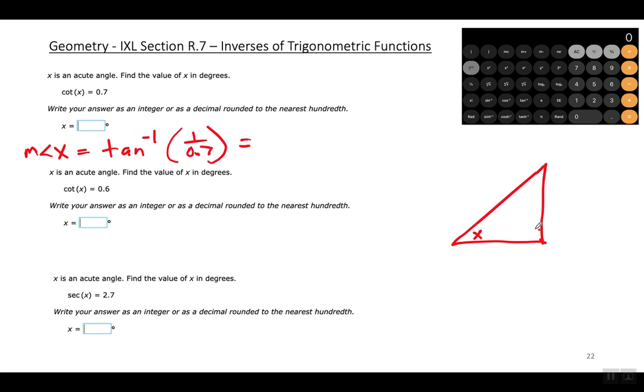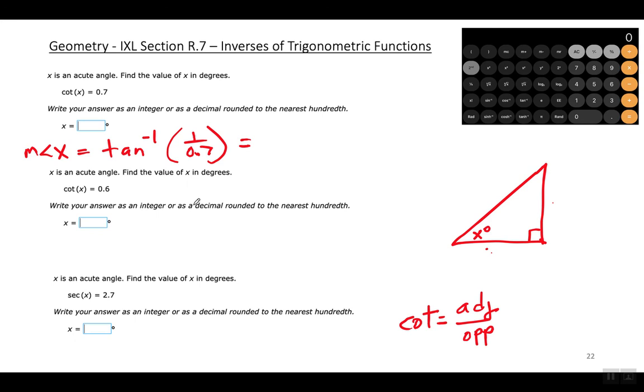This is saying that you have a right triangle, and you're trying to figure out how many degrees this angle is, which is x. Now, cotangent is the reciprocal of tangent. Tangent is opposite over adjacent, and cotangent is adjacent divided by opposite. So this is saying that the cotangent of angle x is 0.7. When you divide the adjacent side by the opposite side, you get 0.7. That means if I divide the opposite by the adjacent side, I'm going to get the reciprocal, which would be 1 over 0.7, or 1 divided by 0.7.